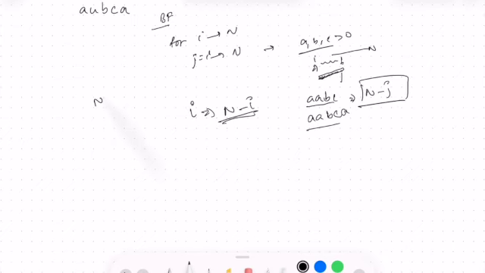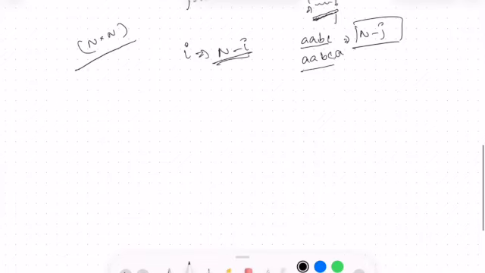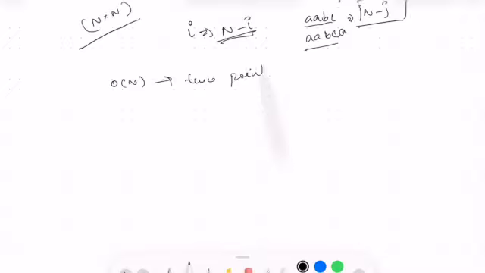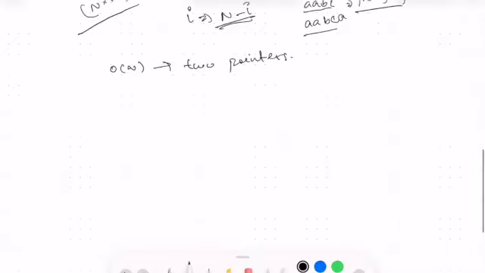So the time complexity will be n cross n, so obviously this will not work within the time limit. So what other approach is there? The O(n) approach that we can do is using two pointers. This is the approach that interviewers generally expect when they ask this question.